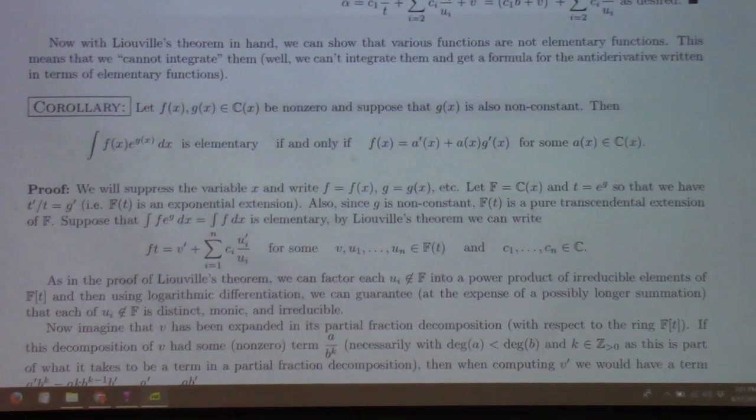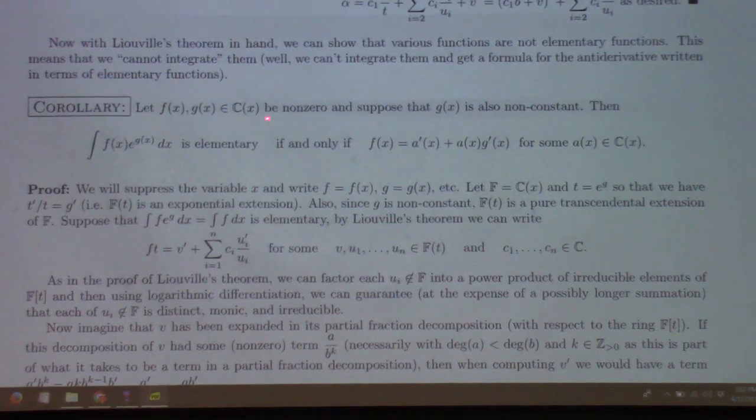I think this is essentially the thing we're after. With Leibniz's theorem in hand, we can now show that various functions are not elementary functions. That means that we cannot integrate, in the sense that we can't get an antiderivative formed by elementary functions. Of course, we prove in Calculus 1 that if the function is continuous, it has an antiderivative. But that doesn't mean you can actually find the formula for it in any nice way. To say it's elementary means you can find the formula in a nice way.